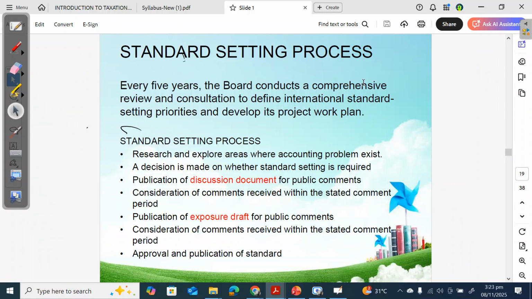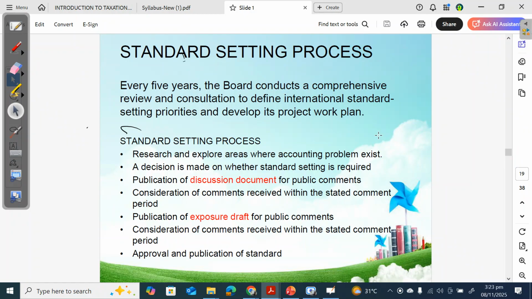Every 5 years, the board conducts a comprehensive review and consultation to define international standard priorities and develop a project work plan. So every 5 years, they do consultation. They look into the accounting field, the business world, what is changing, what new is happening, and then they try to set a standard to address those issues.